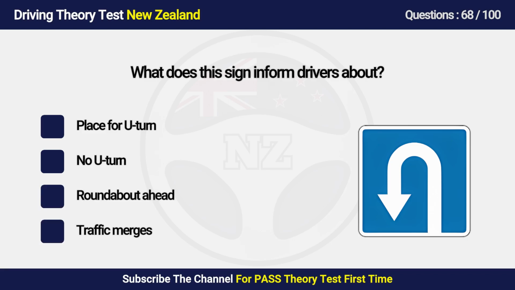A. Place for U-turn. B. No U-turn. C. Roundabout ahead. D. Traffic merges.